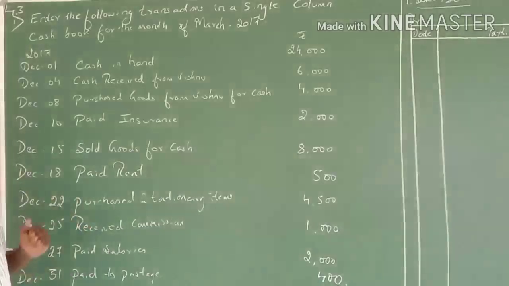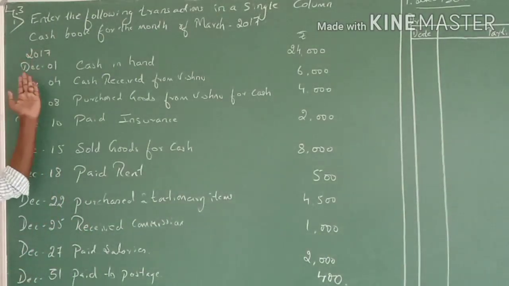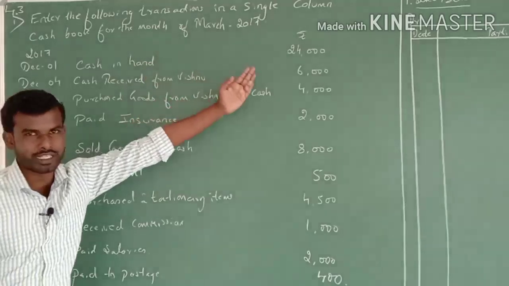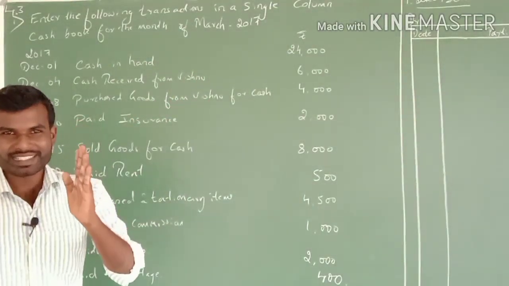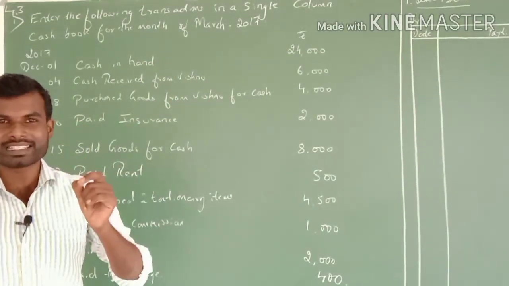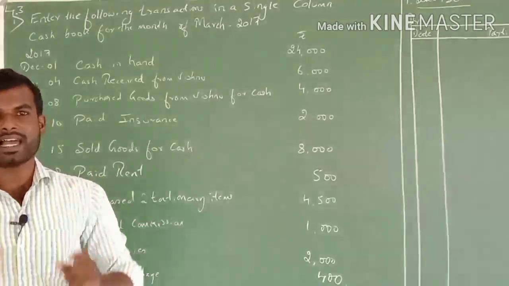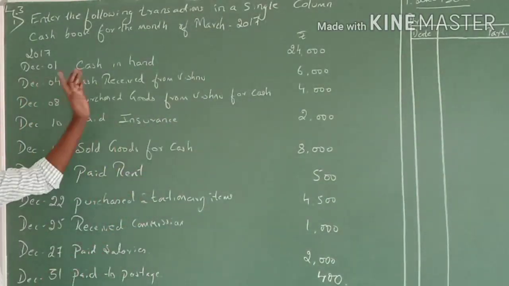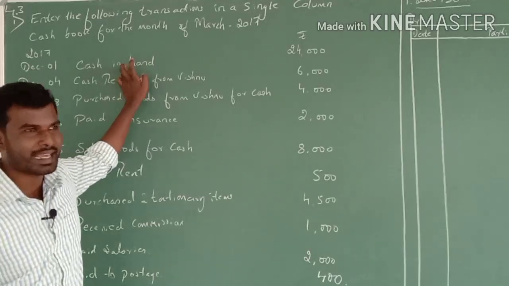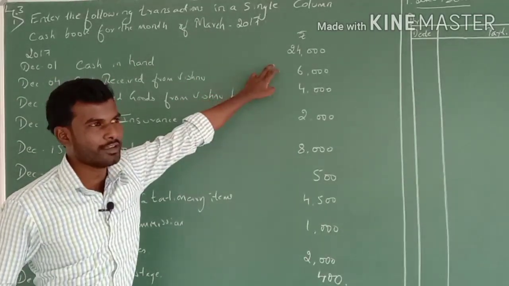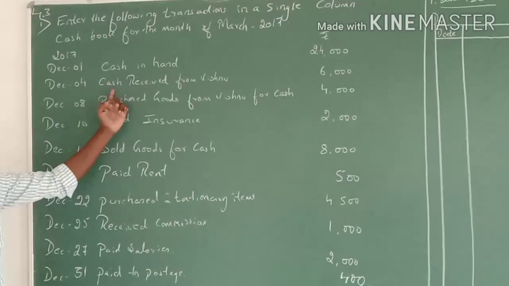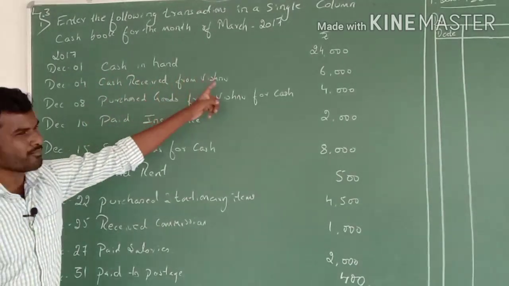Which are the transactions we can see here? On December 1st, 2017, cash in hand we have 24,000. This cash in hand represents the opening cash balance of a business concern. So on December 1st, how much is the opening cash balance we have? 24,000.